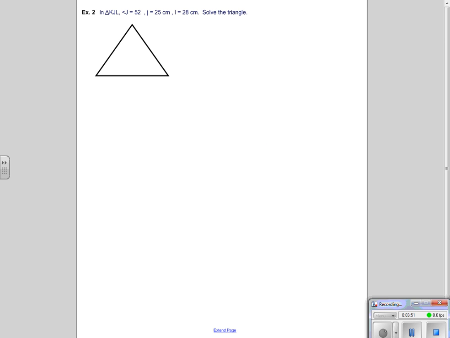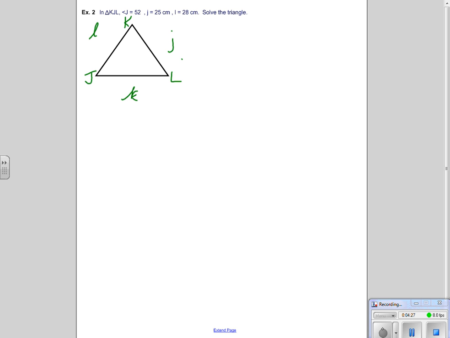Consider the following triangle. We have triangle KJL. I have that angle J is 52, little side j is 25, and little side l is 28. And I've been asked to solve the triangle. So I have just drawn a triangle. It is not going to be proportional. It's just to get me started. So let's label this KJL. And I'm going to have little j, little l, little k, just to get a rough idea here.